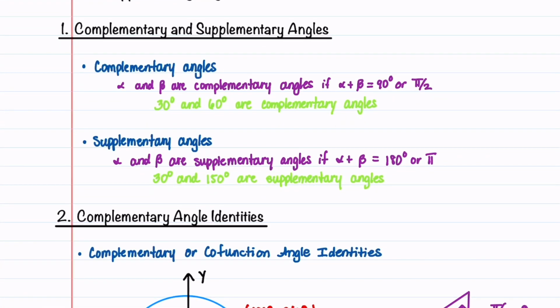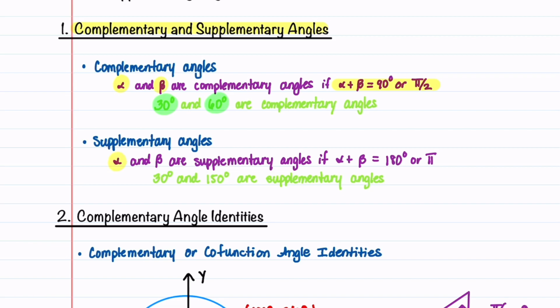Let's begin by understanding how two angles can be complementary or supplementary angles. Angles alpha and beta are complementary angles if alpha plus beta is equal to 90 degrees or pi over 2. For example, 30 degrees and 60 degrees are complementary angles because they add up to 90 degrees.